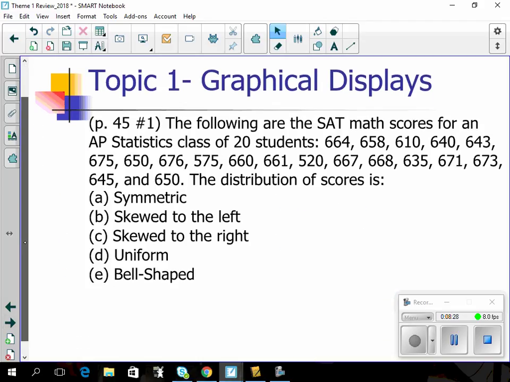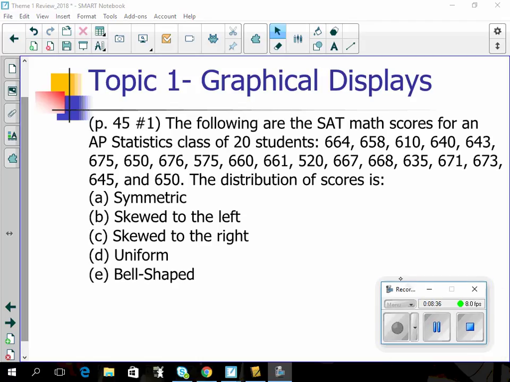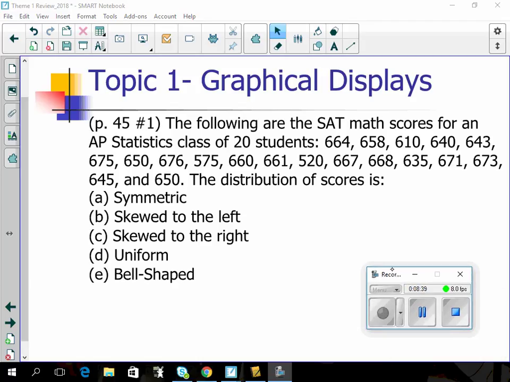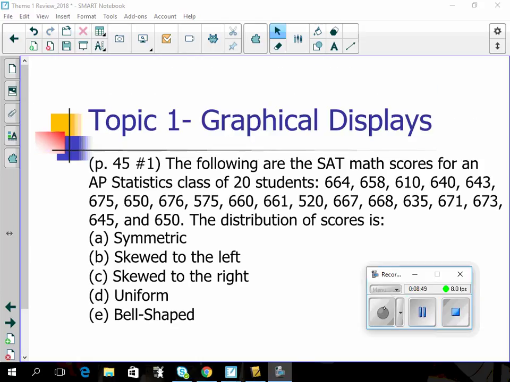So read this question. I'm going to turn the lights down so you can see it. And let's see what we would do. All the words that you see are what kind of words? Shape words. Okay, good. So if I'm trying to figure out the shape of this, what would I do? You have calculators in your hands? If you don't, you should get one. Now that you have calculators, what kind of graphical display would allow me to see the shape?